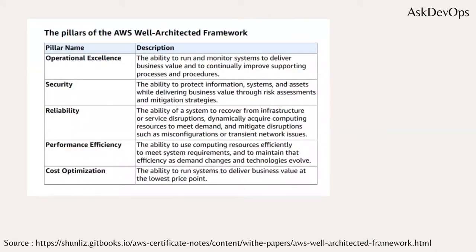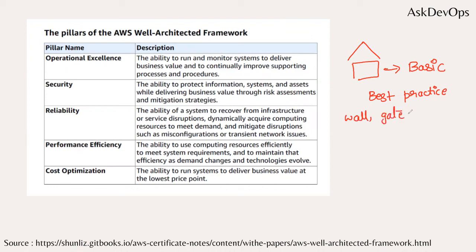AWS Well-Architected Framework means what? Let us say we are building a house. When we are building a house, we follow some basic rules, basic best practices. What are some basic best practices? Maybe we should have a proper wall, a gate, windows for sunlight. And most importantly, it should be inside the frame of our site or land.